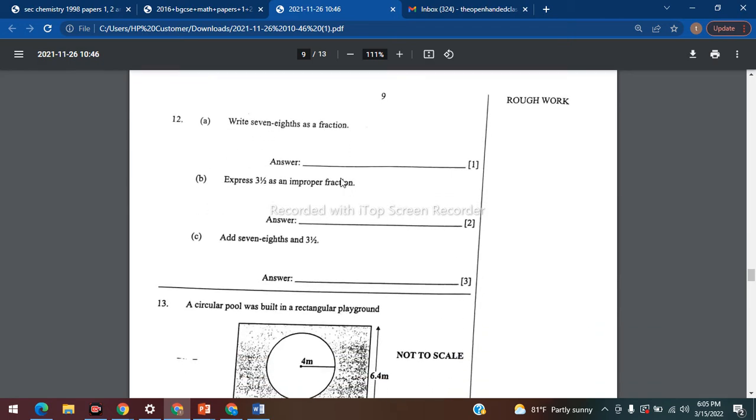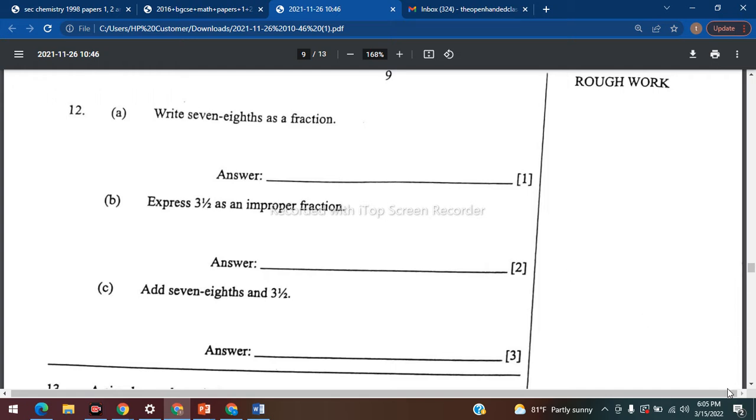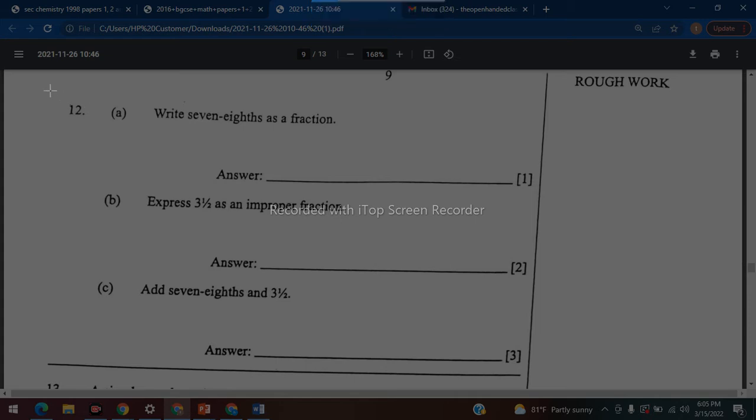We'll begin with this particular question. Question number 12. Remember, write down the question for me. And when I provide the solution, please send the picture of it to me via WhatsApp.